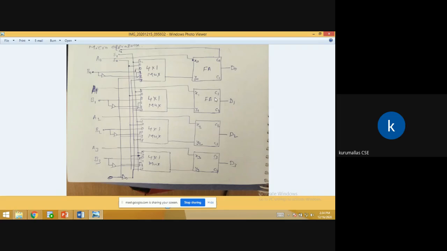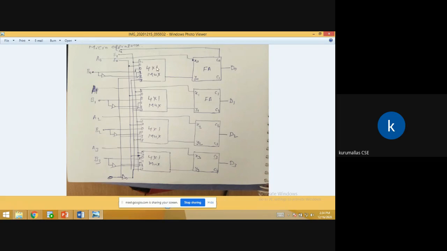Here we have four multiplexers. By the selection inputs, we are taking two selection inputs, S0 and S1, and we can perform arithmetic micro operations. If you take two selection inputs, we can have 2 power n inputs, which means 2 squared, so 4 inputs are there, and it generates one output.